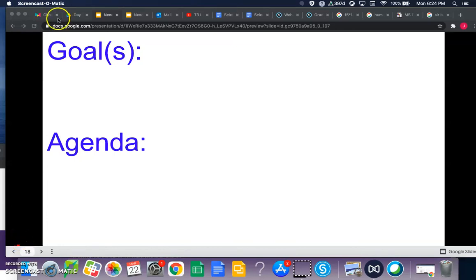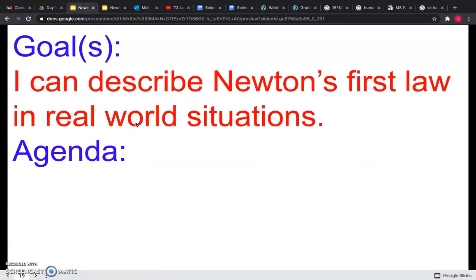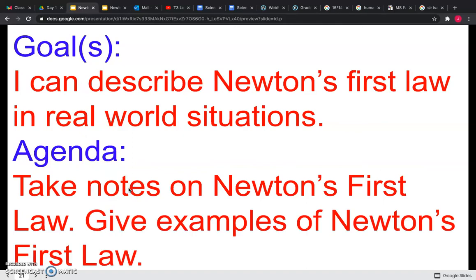Mr. Brunswold here. Today we're going to be talking about Newton's laws, specifically Newton's first law. So, goals for today: I can describe Newton's first law in real-world situations. Our agenda for today, we're going to take notes on Newton's first law, and then we're going to give some examples of Newton's first law.